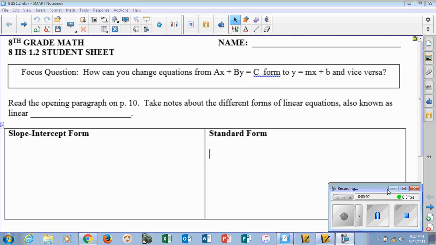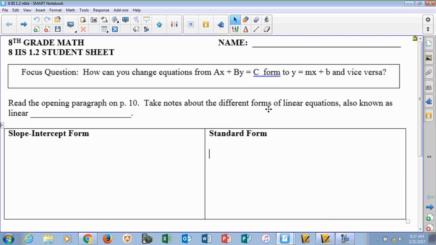All right, well, today we get into 1.2, Investigation 1.2, and really concentrating on how we can maneuver equations. We did this a little bit at the end of 1.1, but how we can maneuver equations from standard form into slope-intercept form and vice versa. So that is going to be our focus for today.